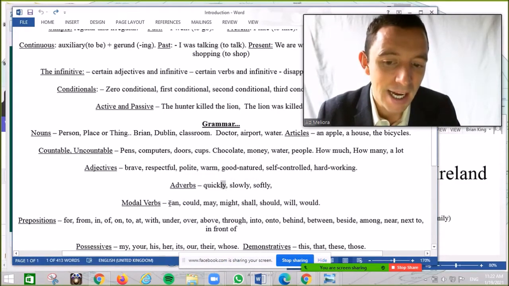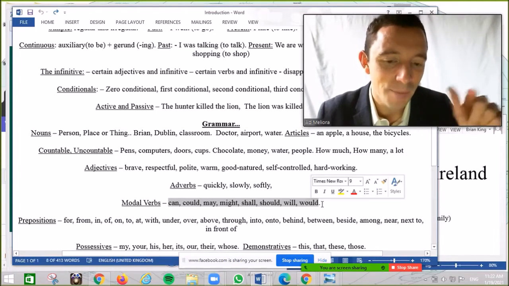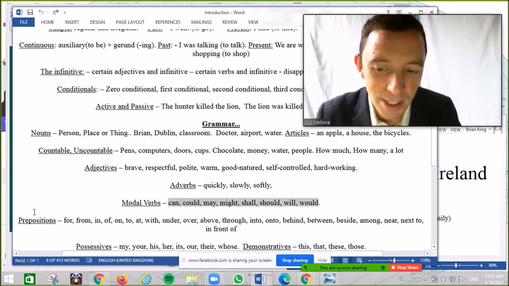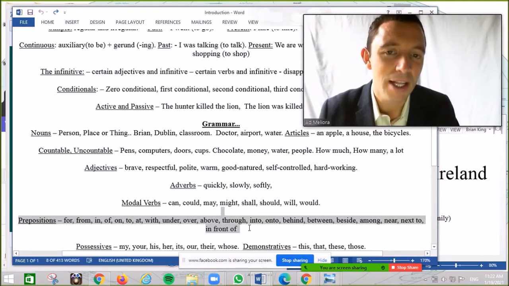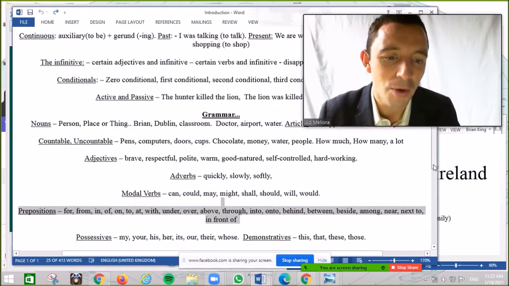Modal verbs: can, could, may, might, shall, should, will, and would. And usually after the modal we have the infinitive without the to, and then the prepositions are very important. So these are very crucial when you learn English as well, because we have lots of prepositions and they're very, very common. And you can see the list here. It's a long list, so we need to be careful with the prepositions always.